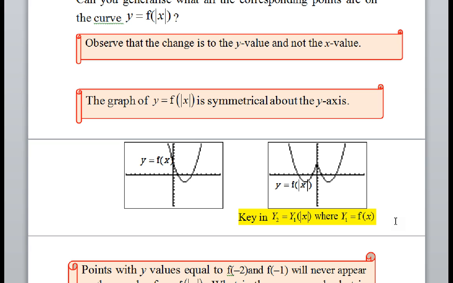Okay, so you see, if the graph is like that, have attention, look up. If the graph is like that, the graph of y equals f(mod x) is, the right hand side is retained, and then it's reflected like that. Do you know? Yes? Okay.